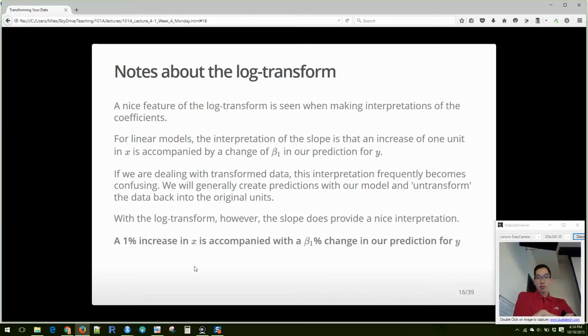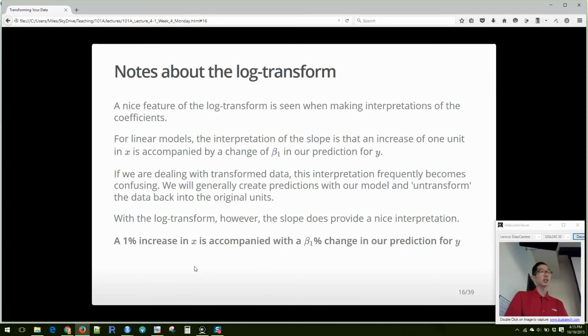So one thing that's really nice about the log transform is that it does have a practical interpretation. Normally when you fit simple linear regression, you can interpret the slope, and it goes something along the lines of, if we increase x by 1, our prediction for y changes by the slope. So we change our prediction for y by b1, or beta 1.